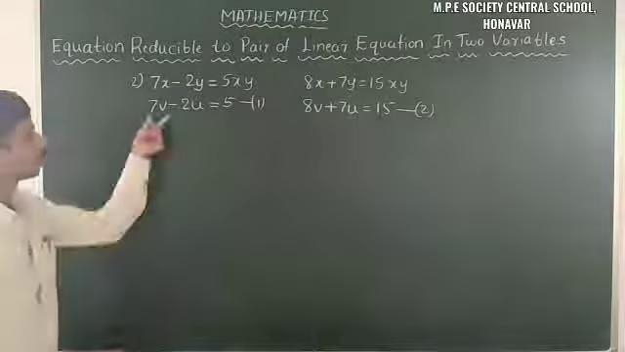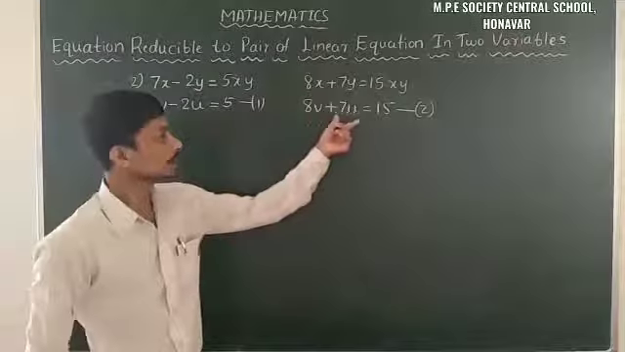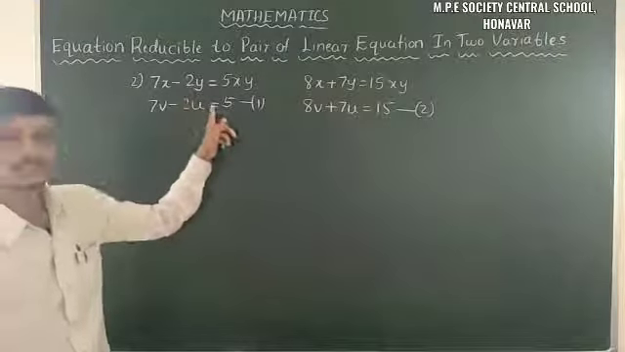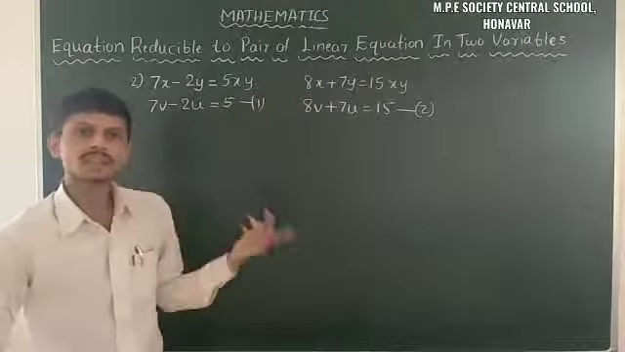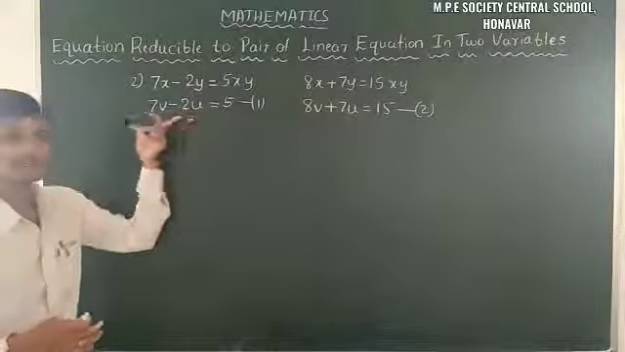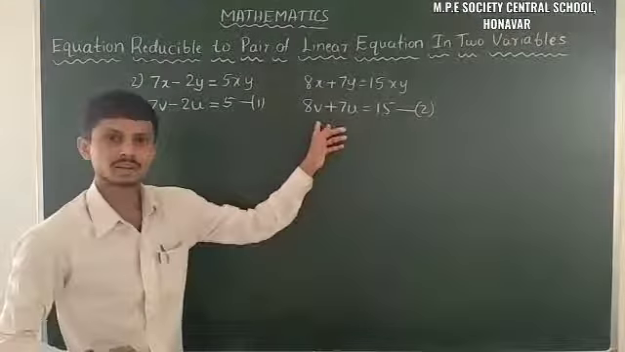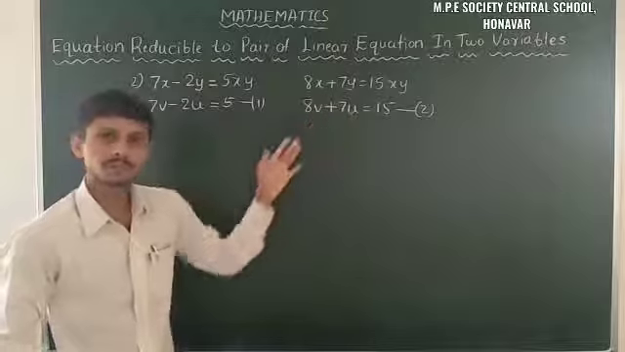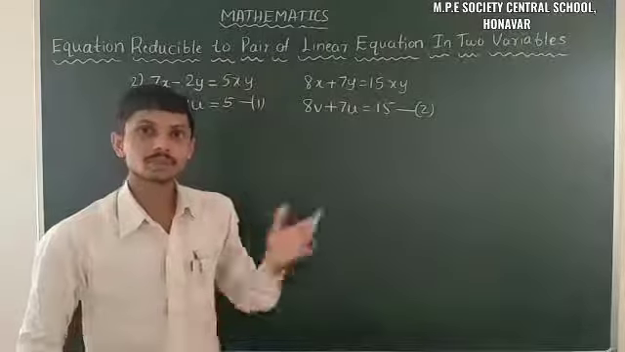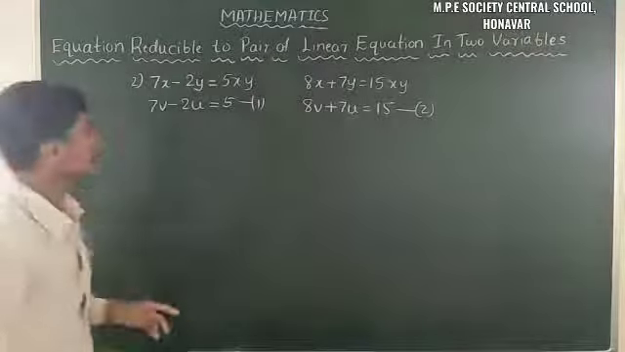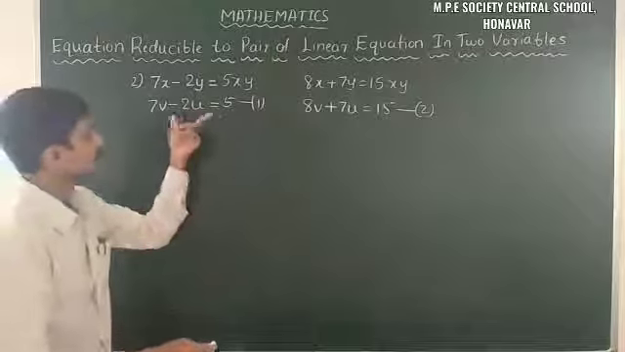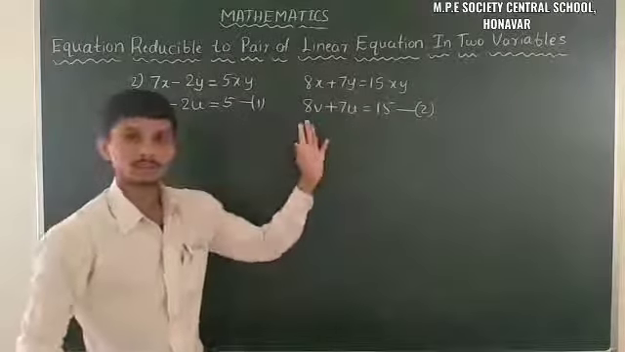So here 7v and 2u are there, and here 8v and 7u are there. That means I will multiply this with 7 and this with 2, or you can take anything. You can multiply here with 8 and here with 7, whatever it may be, both are right. Firstly you have to decide which variable we have to cancel out. So here I will cancel out u first.